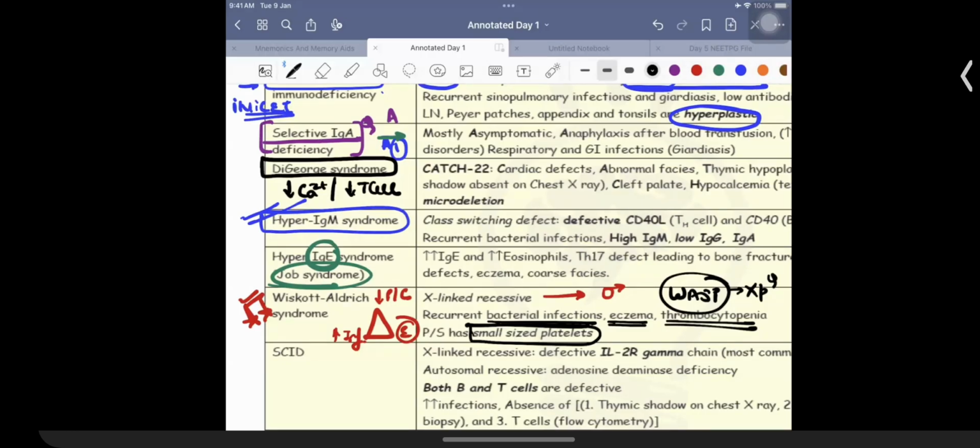So, extremely important: Wiskott-Aldrich syndrome. This was given to you as an image-based question in the exam, a photograph-based question as well, of a child having eczema, having a skin rash, having infections, and a male child. This has also been asked in the exam separately as a question multiple times.